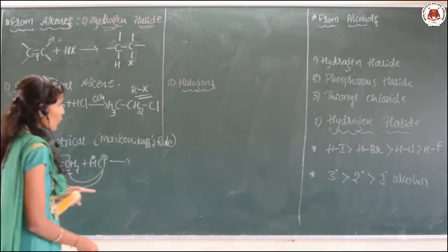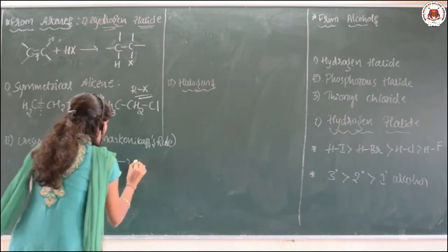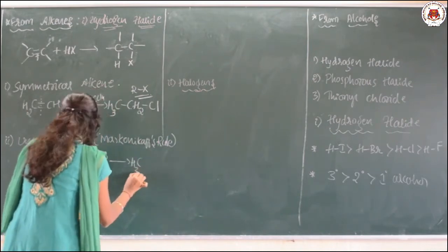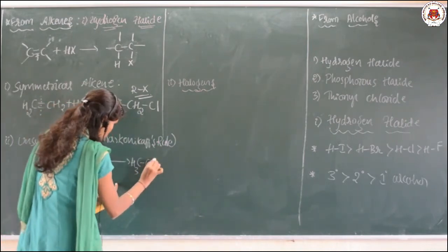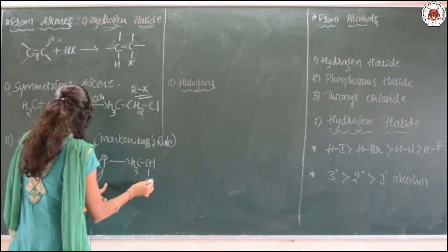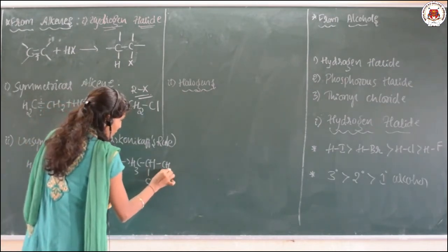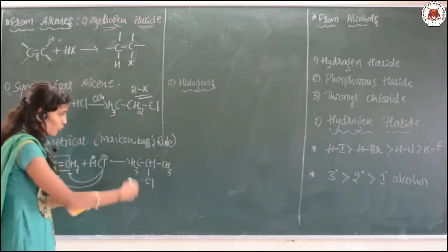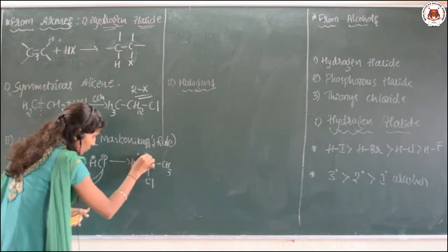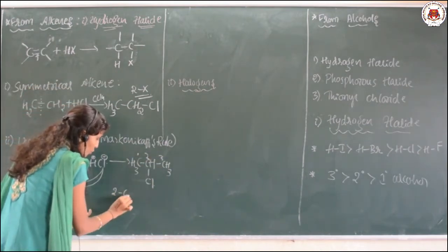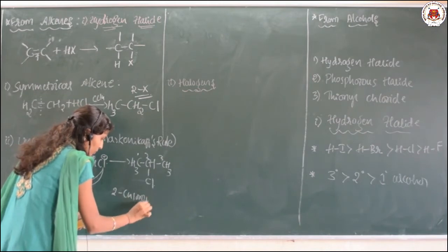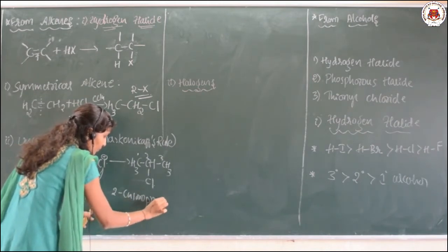So, what will be the product? One of the products will be like this, CH3, CH, and Cl is added here, and here it is reduced to a single bond, CH3. So, the name is, numbering 1, 2, 3, 2-chloropropane.